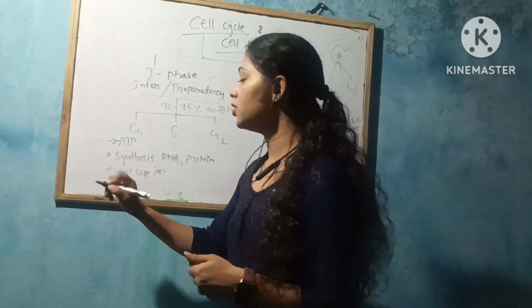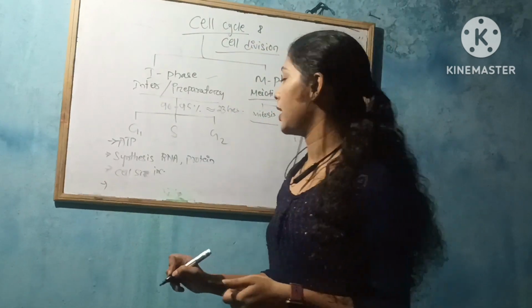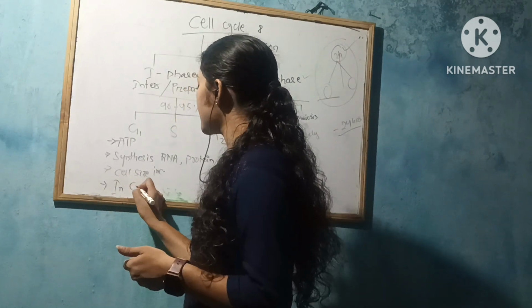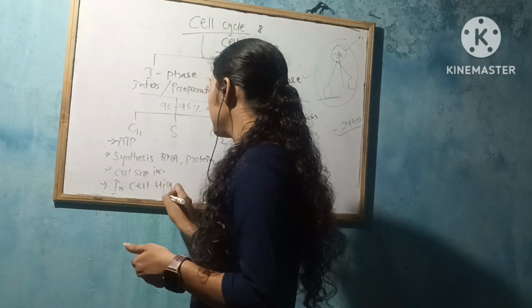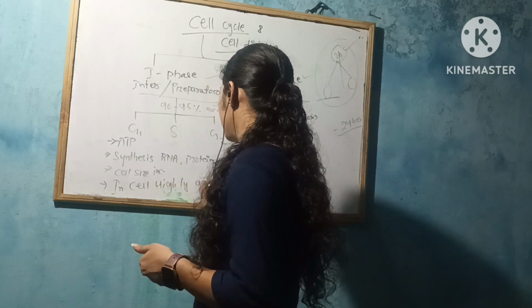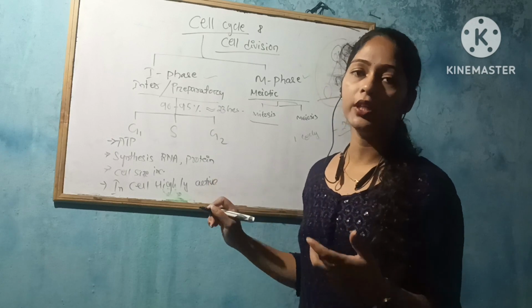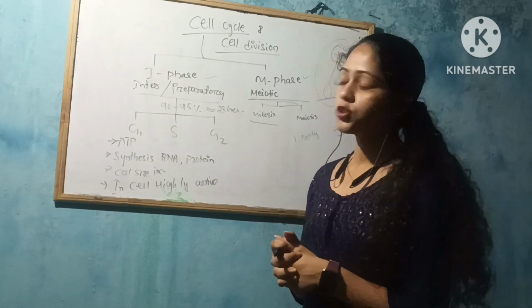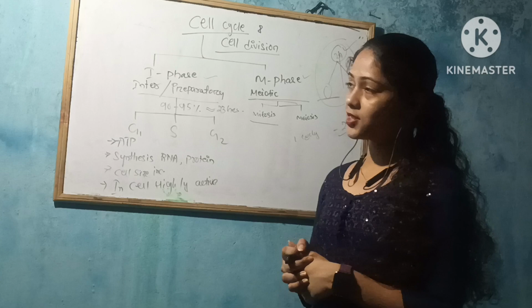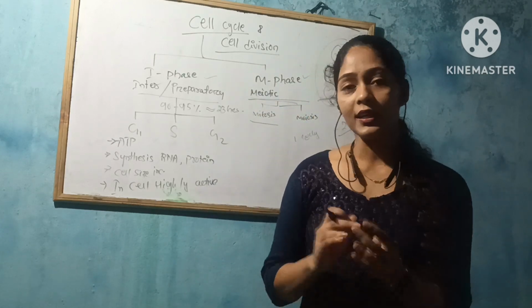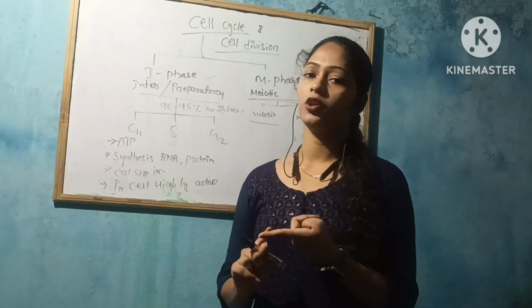This is a NEET question from 2017. This question has been seen: in G1 phase, the cell is highly active. Yes, the metabolic rate of the cell is high during G1 phase. Okay, so this is all about your G1 phase. This is the initial or first phase of your interphase. In this phase, ATP production will occur.